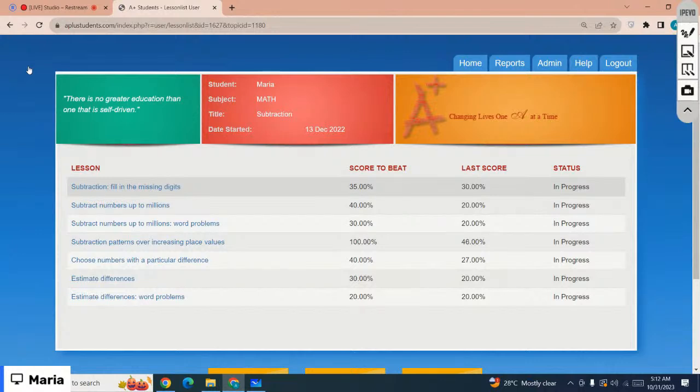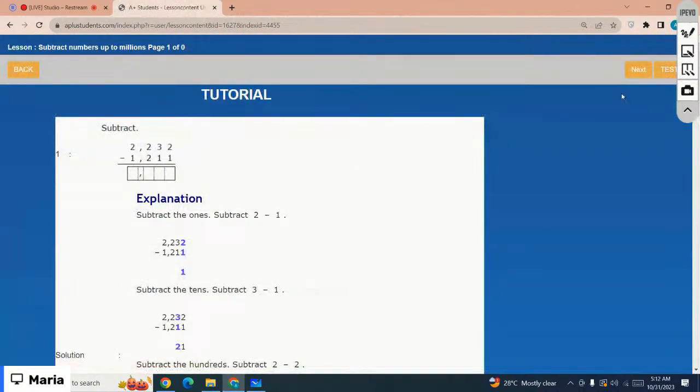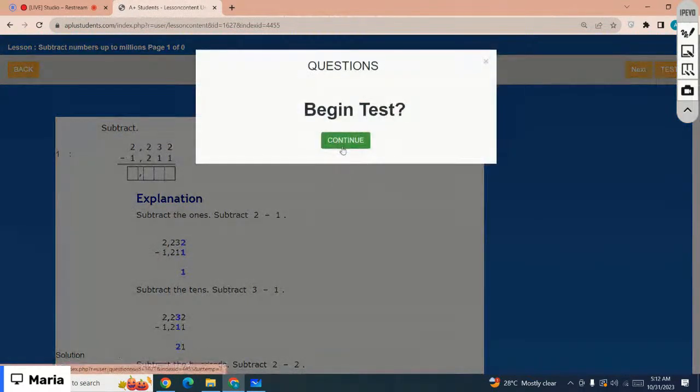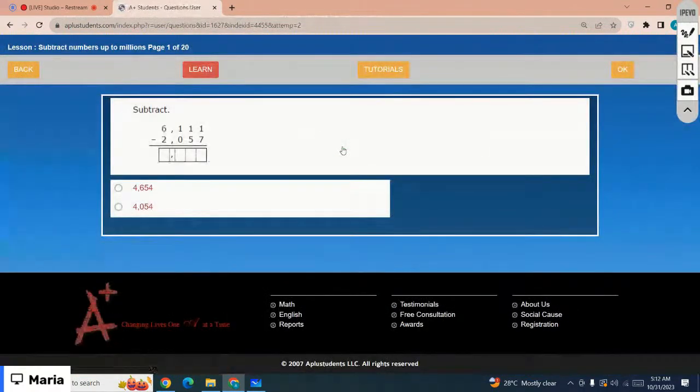Okay, the next one is subtract numbers up to millions. So we're going to subtract now, right? Let's just start with the test questions. So you already know how to subtract. So let's just start with the practice questions. Okay, 6,111 minus 2,057. So which is the correct option?